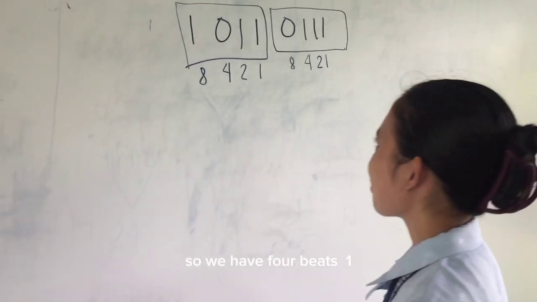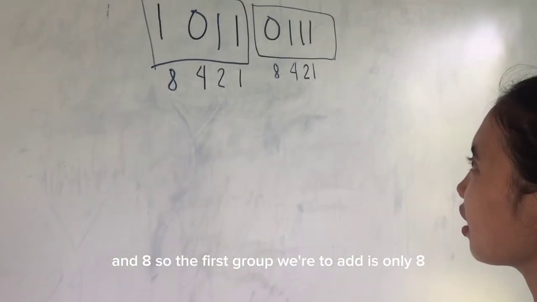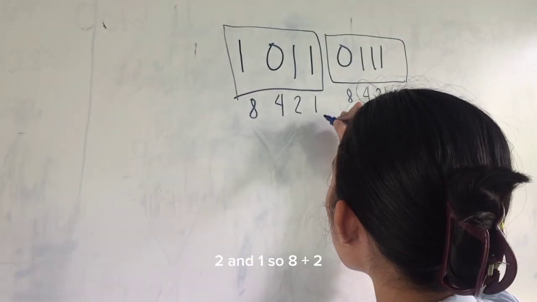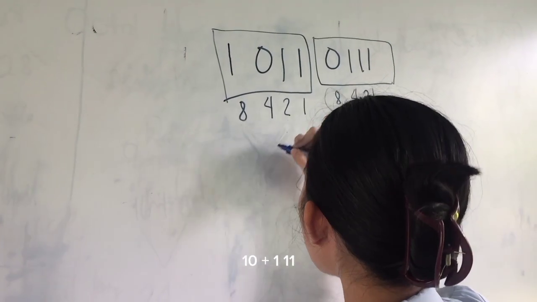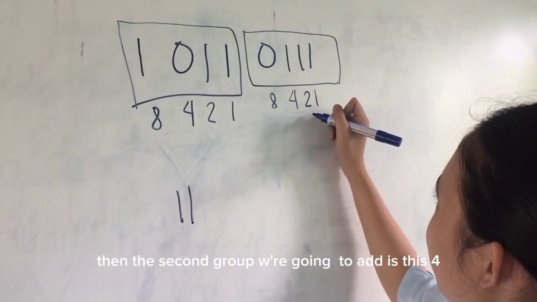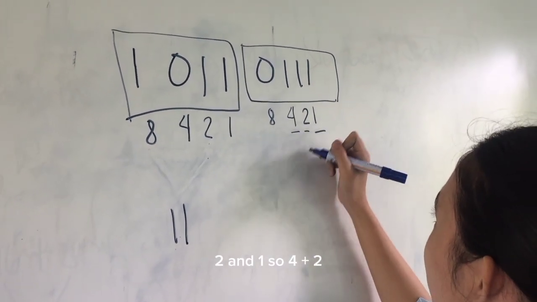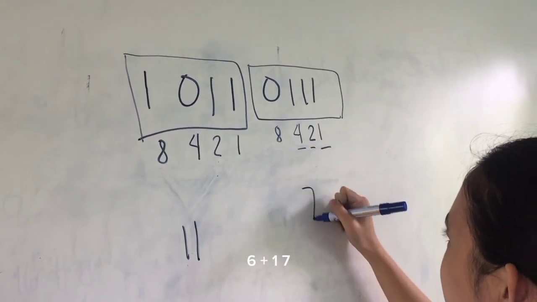So there are four bits: 1, 2, 4, and 8. So in the first group, we are going to add 8, 2, and 1. So 8 plus 2, 10 plus 1, 11. Then in the second group, we are going to add 4, 2, and 1. So 4 plus 2, 6 plus 1, 7.